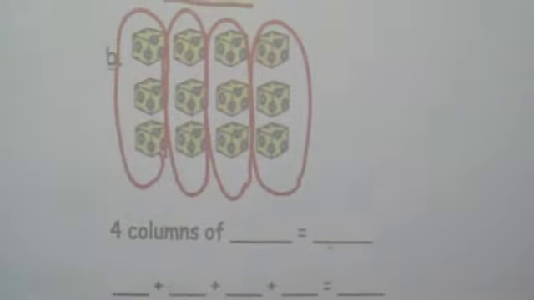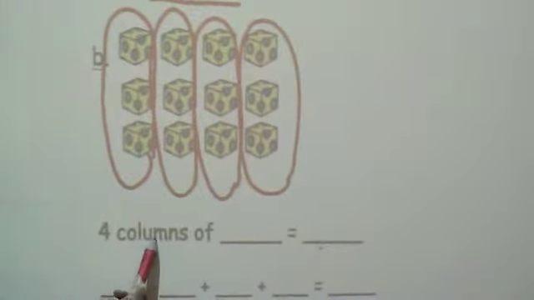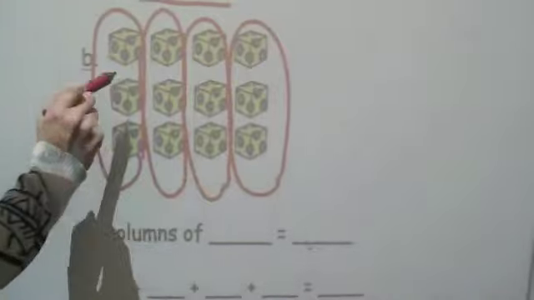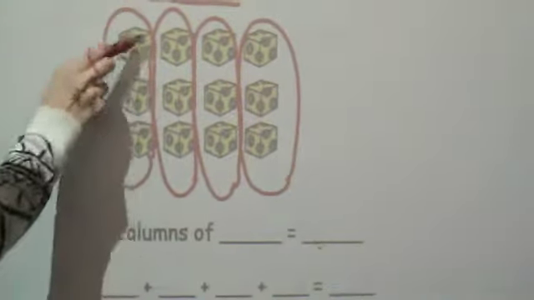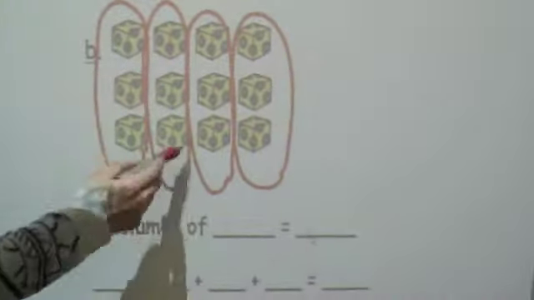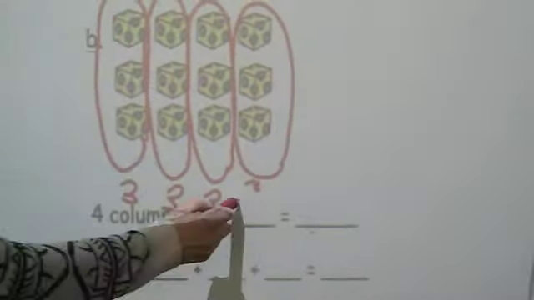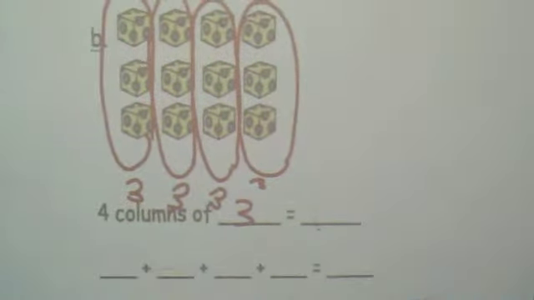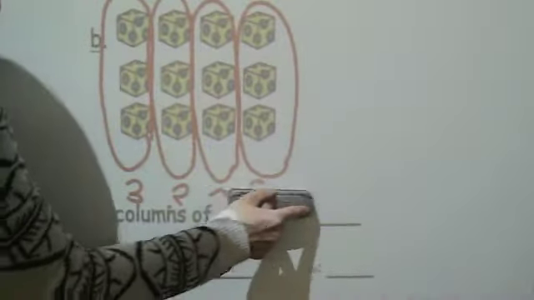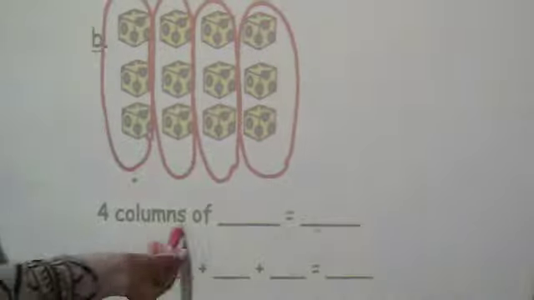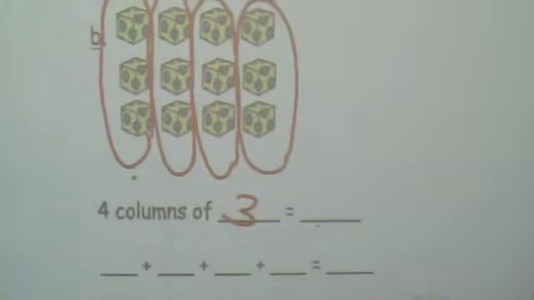Let's fill in our missing parts down here. We have 4 columns of, now we have to count each present in each column. 1, 2, 3, 1, 2, 3, 1, 2, 3, and 1, 2, 3. We have 4 columns of 3 presents. Let me erase this just so you don't get confused. 4 columns of 3 presents.